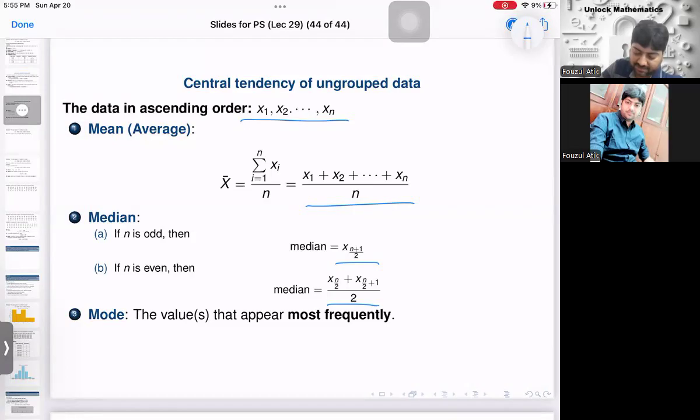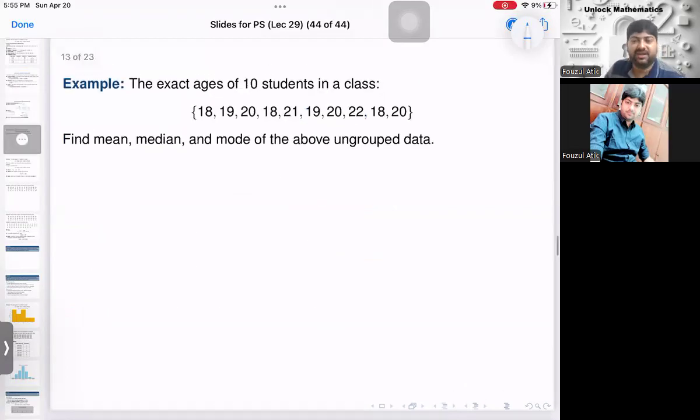Now if you take an example, then what is the mean, median, and mode for this? So what we have to do first, let us put the data in ascending order, right? It is 18, 18, 18, the same thing that we have done in the last example. And 19, 19, and 20 also appears 3 times, 20, 20, then 21. So there are 10 elements.